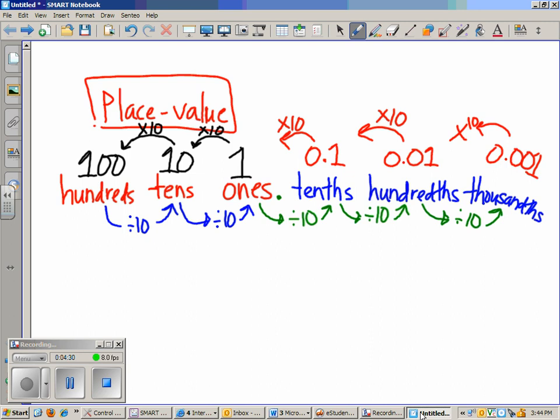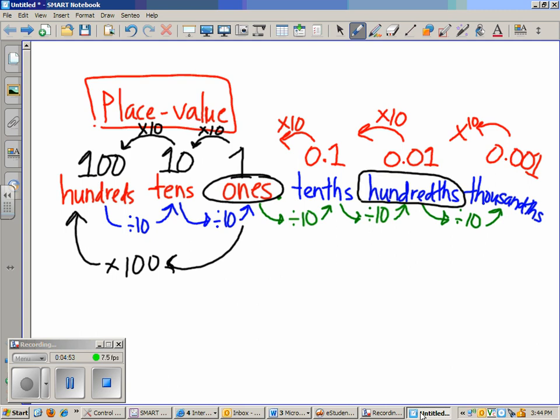In that same regard, if you are at the ones place and you wanted to have a $100 bill, what you would do is multiply it by 2 tens, and 2 tens is 100. So if you were skipping a place value to move up, you would multiply it by 100. Same with starting with hundredths here. If you had a penny and you wanted to exchange it for a dollar bill, you'd have to break open that piggy bank and find 100 pennies to get a $1 bill.